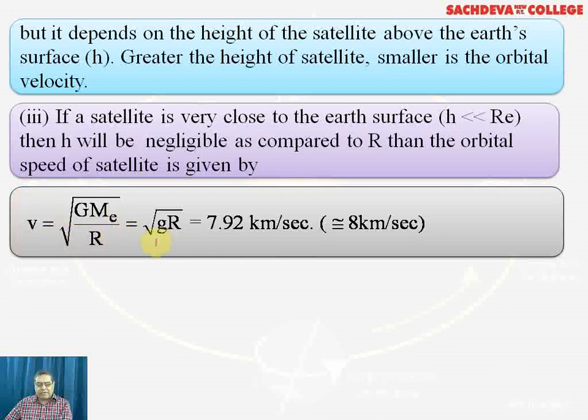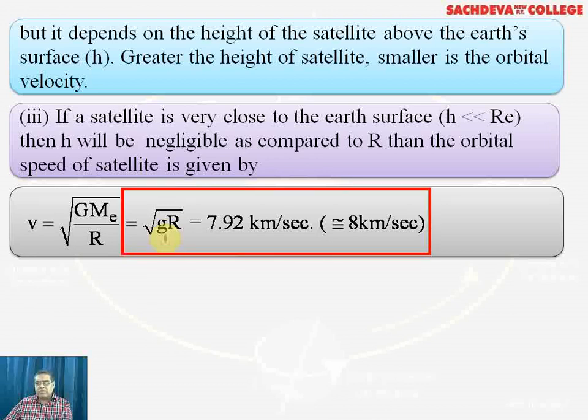This is what I have explained earlier. Or if it is at height h, then R plus h will be taken. But now, if h is neglected, then the formula will become v is equal to the square root of GMe over R. And this can be calculated in terms of acceleration due to gravity and radius. So whatever R is in the denominator in the main expression, we multiply and divide by R, and then we come to the conclusion that v can be written as the square root of gR.